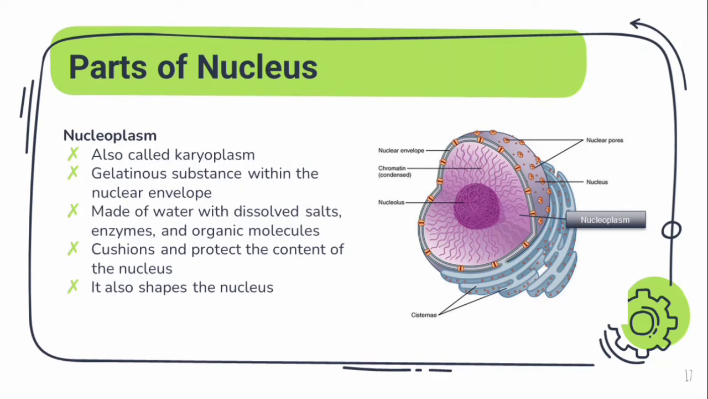We also have the so-called nucleoplasm, also called karyoplasm. It is a gelatinous substance within the nuclear envelope. It is made of water with dissolved salts, enzymes, and organic molecules. It cushions and protects the content of the nucleus, and it also shapes the nucleus.